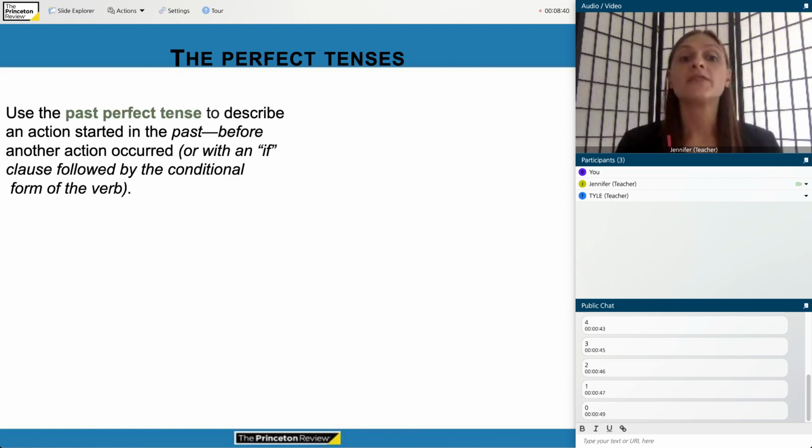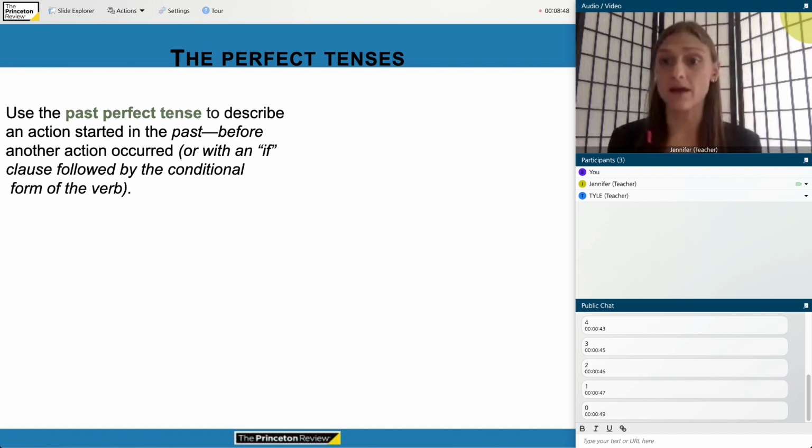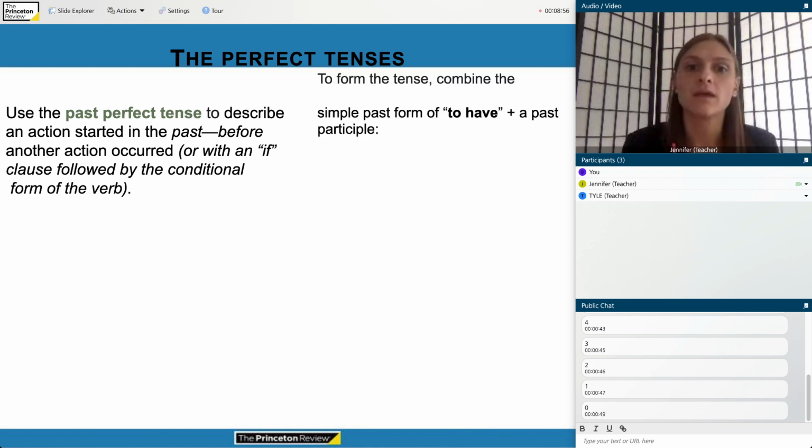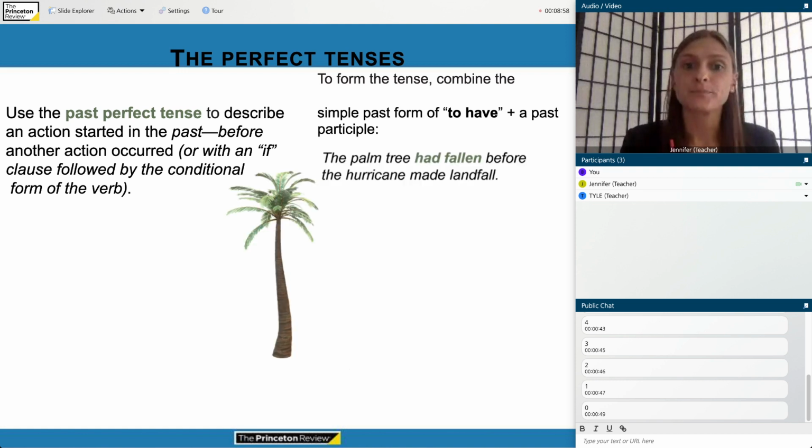So the past perfect tense. When you use this, you want to use it to describe some action that started in the past before something else happened. You can also use it if you have an if clause and some conditional form of the verb. So what does that look like? Well, the palm tree had fallen before the hurricane made landfall.